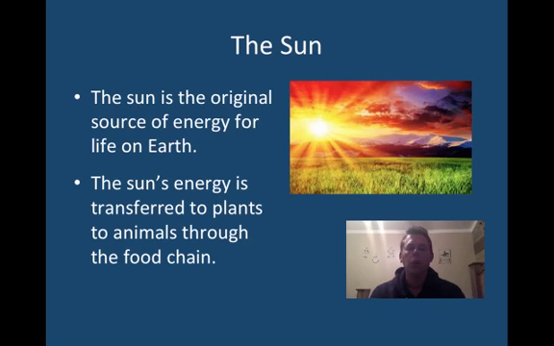Okay. When we discuss ecosystems, the sun basically is what drives our ecosystems. The sun is the original source of energy for life on Earth. What that means is that life began because of the sun. The sun is what gives plants energy to make their food, and those plants give animals the energy when they eat the plants. The sun's energy is transferred to plants to animals through the food chain. So the food chain starts with the sun. Not with plants, but with the sun.